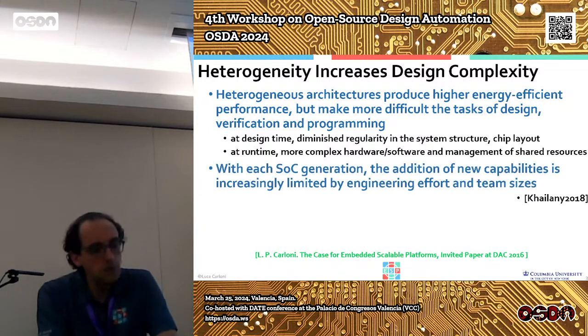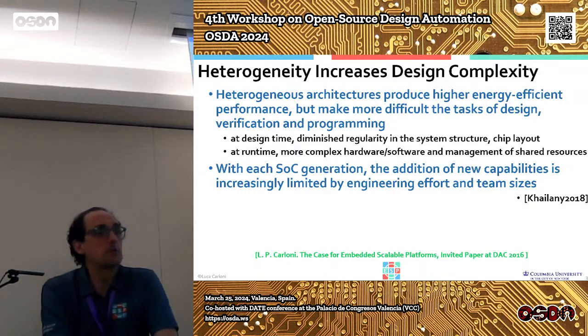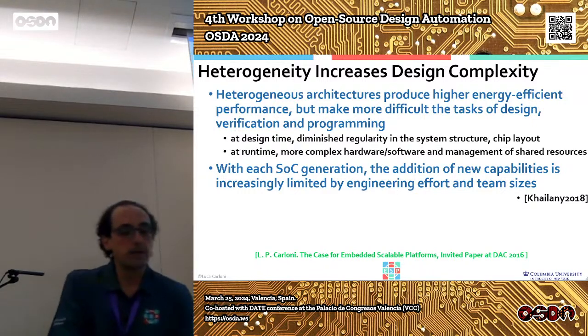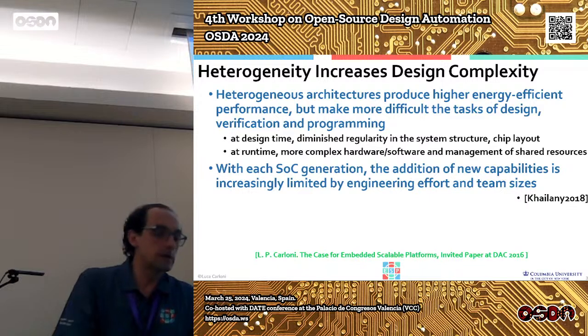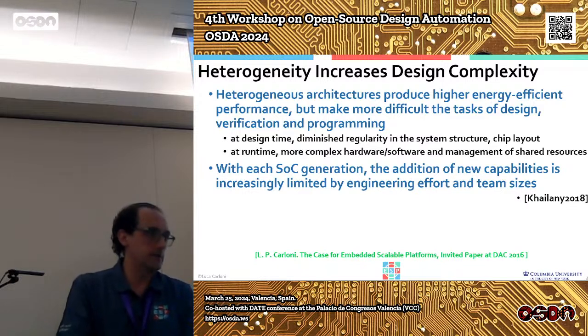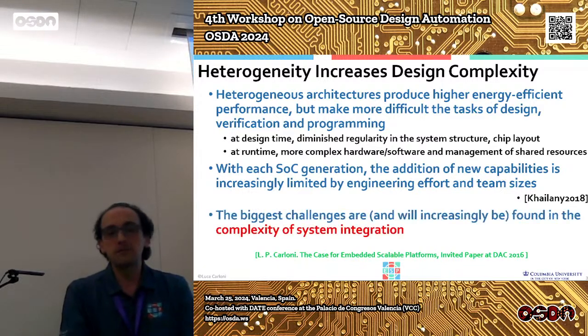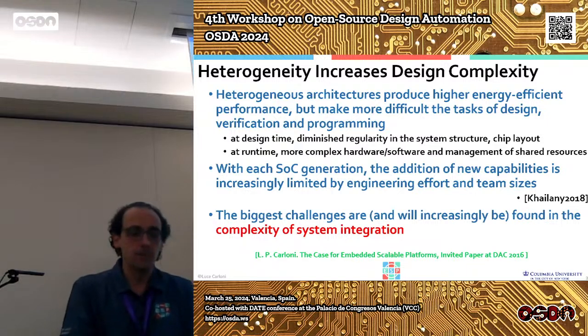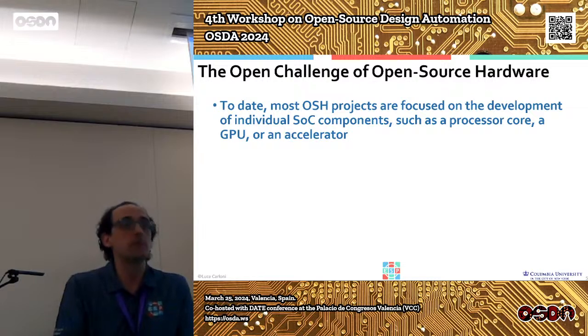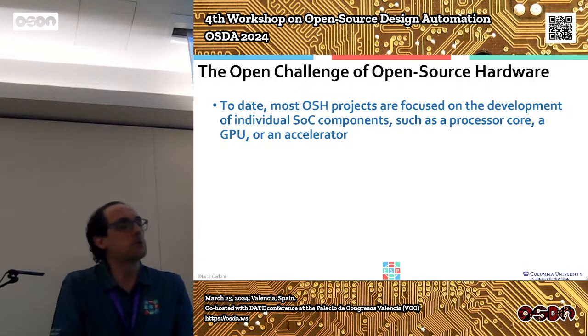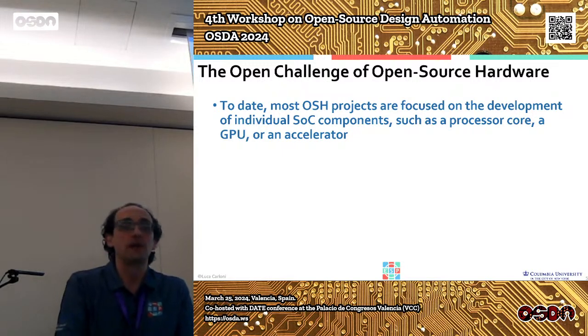And in fact, this has been noted. With each system-on-chip generation in a given product line, the addition of new capabilities is increasingly limited by engineering effort and team sizes. So the biggest challenges are, in my opinion, and will increasingly be, to be found with the community. The goal, I guess, is to try to have at least some of the success the open source software has had over the last 30, 40 years plus.